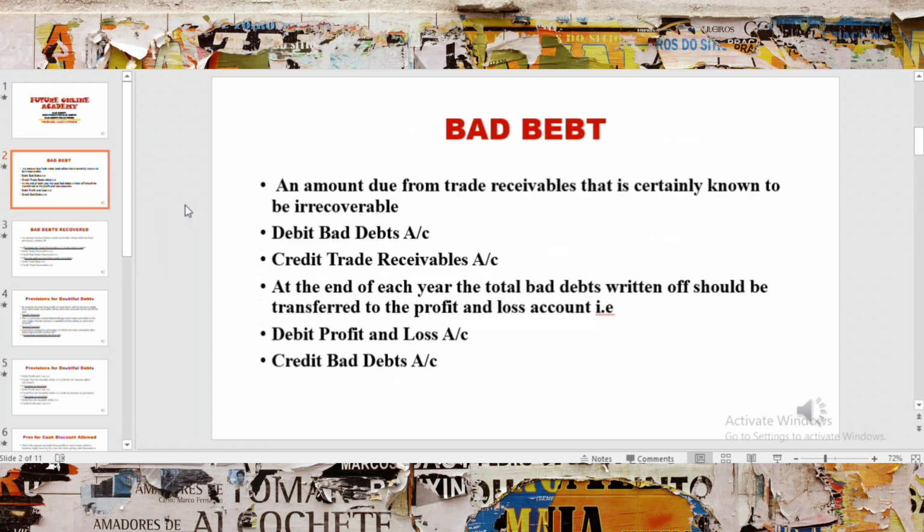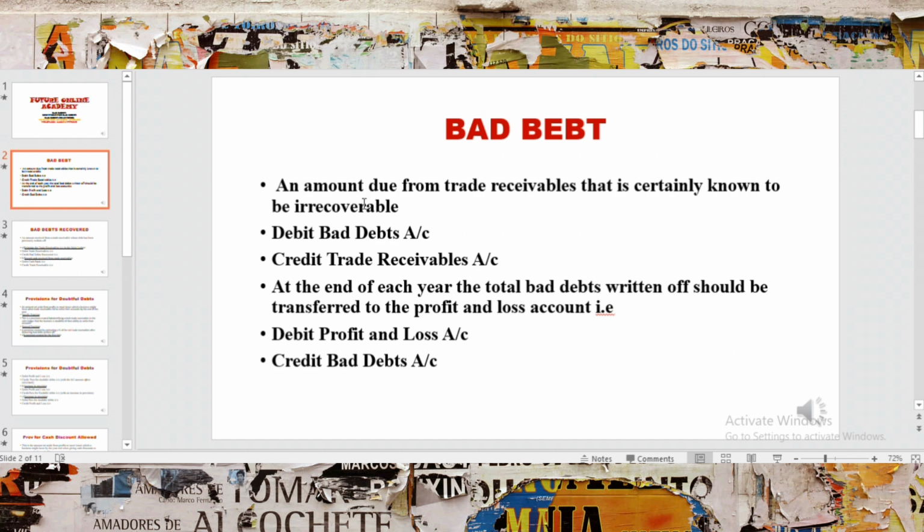A bad debt is an amount due from trade receivables that is certainly known to be irrecoverable. The journal entry for bad debts is debit the bad debts account and credit the trade receivables account. This means a bad debt is a customer whom you consider is not going to pay.